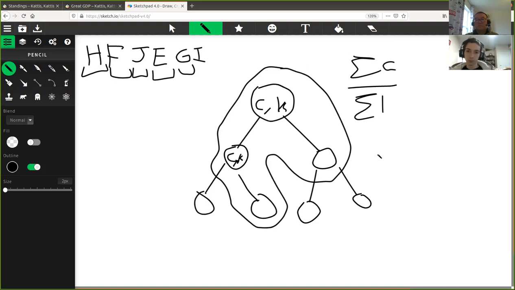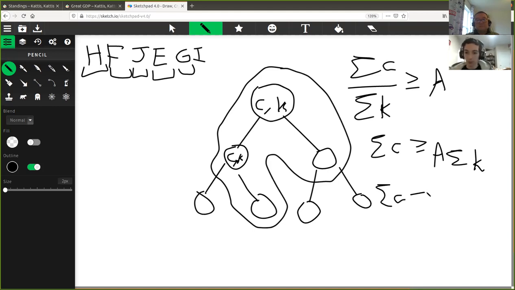And so the solution reminds me of, I think, a CP2 homework problem from the fall. I forget what it was. But essentially, if we had some average like this, we think if we can binary search it. So let's say we want to know if it's possible to achieve a GDP per capita greater than some value A. Then we can rewrite this as sum of C greater than or equal to A times sum of K, or sum of C minus A times sum of K greater than or equal to 0.